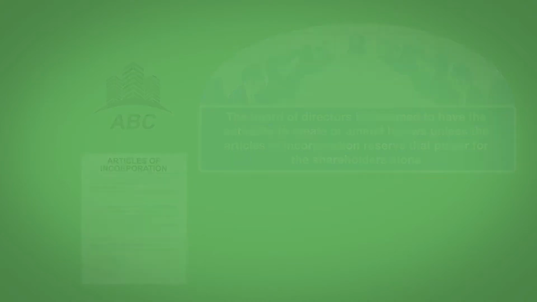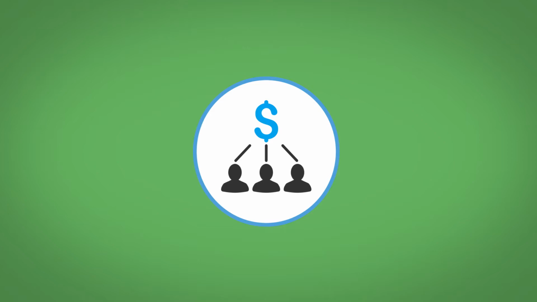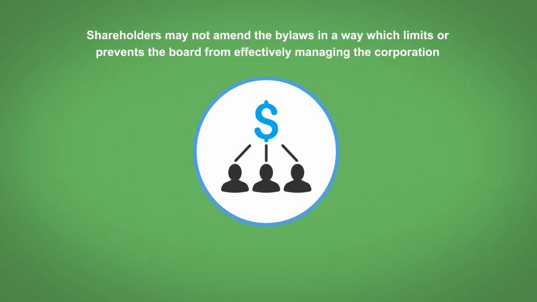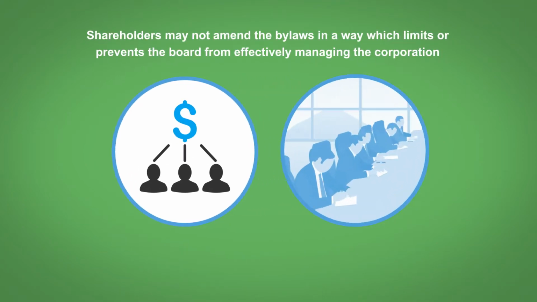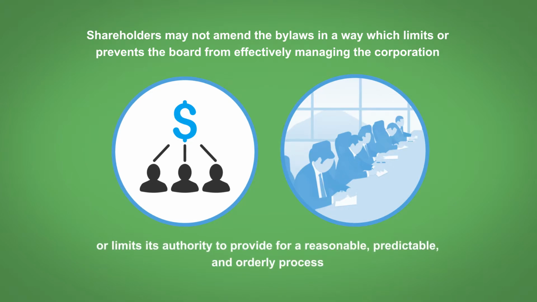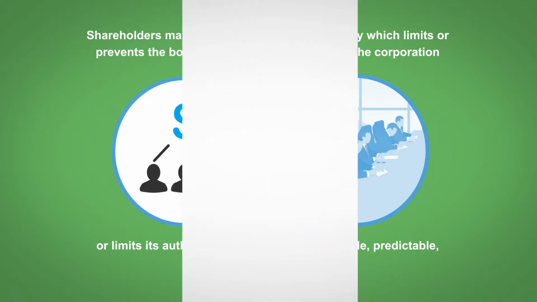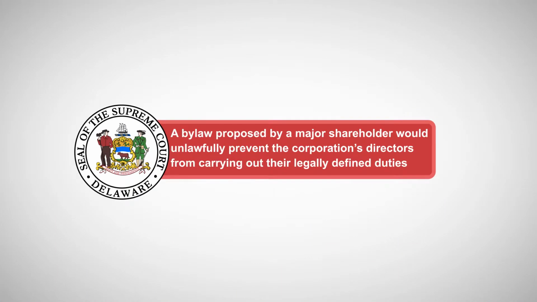However, the right of the shareholders to amend bylaws does have limits. Shareholders may not amend the bylaws in a way which limits or prevents the board from effectively managing the corporation, or limits its authority to provide for a reasonable, predictable, and orderly process. In an important case, the Delaware Supreme Court ruled that a bylaw proposed by a major shareholder would unlawfully prevent the corporation's directors from carrying out their legally defined duties.